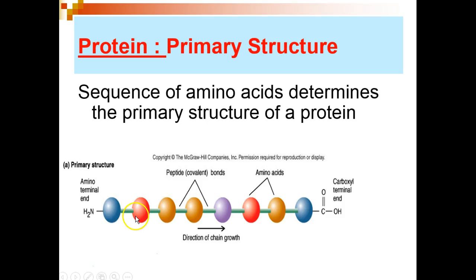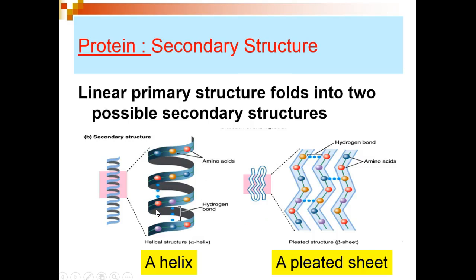The primary structure of a protein is its sequence of amino acids held together by peptide bonds. The strong peptide bonds that hold together the sequence of amino acids constitute the primary structure of a protein.